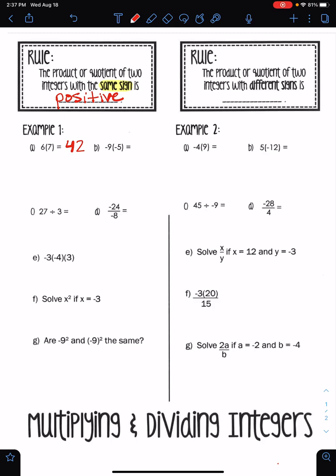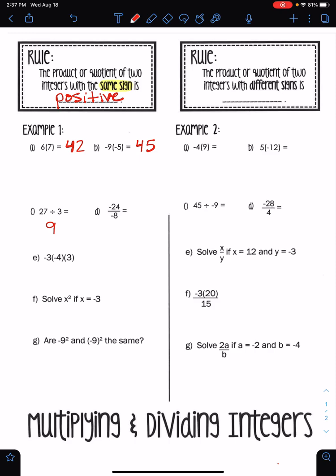For example B, the 9 and the 5 are both negative, and since they're the same sign, the answer is positive. And the multiplication hasn't changed at all. So since 9 times 5 is 45, then negative 9 times negative 5 is positive 45. For example C, we have two positives that we're dividing. 27 divided by 3 is 9. And it's positive because they're the same sign.